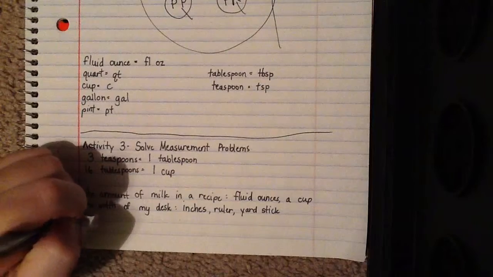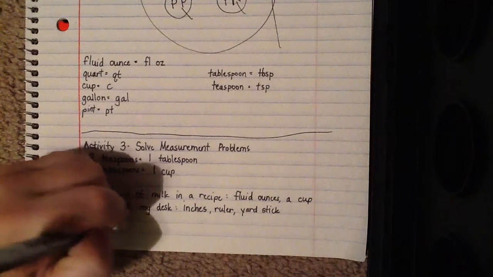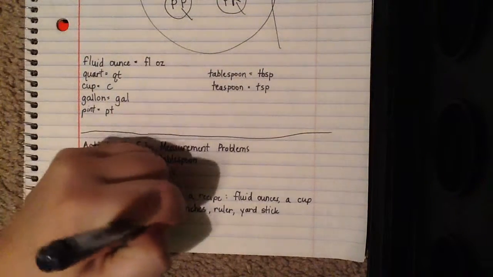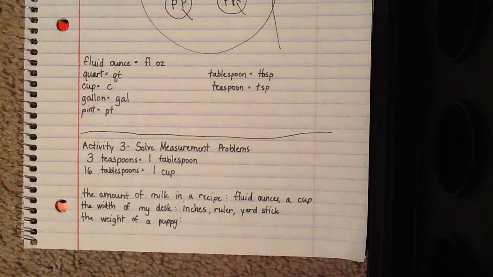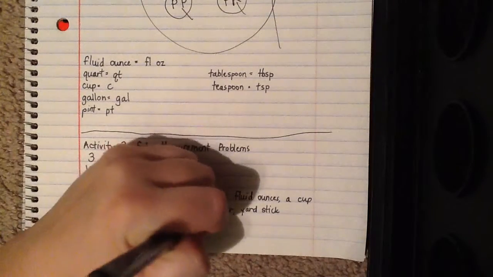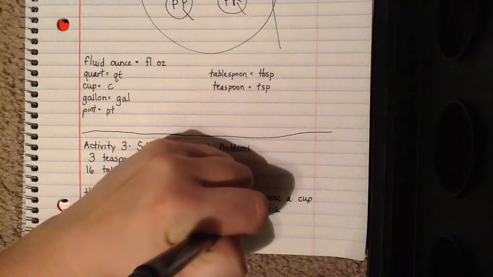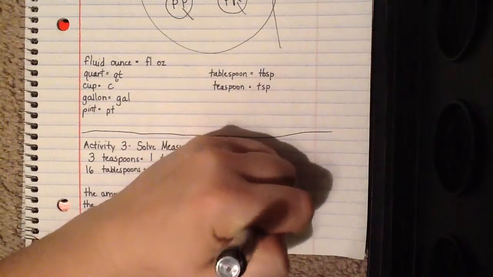How about the weight of a puppy? For the weight of a puppy, the unit that I would use would be pounds, ounces, and I'd use a scale.